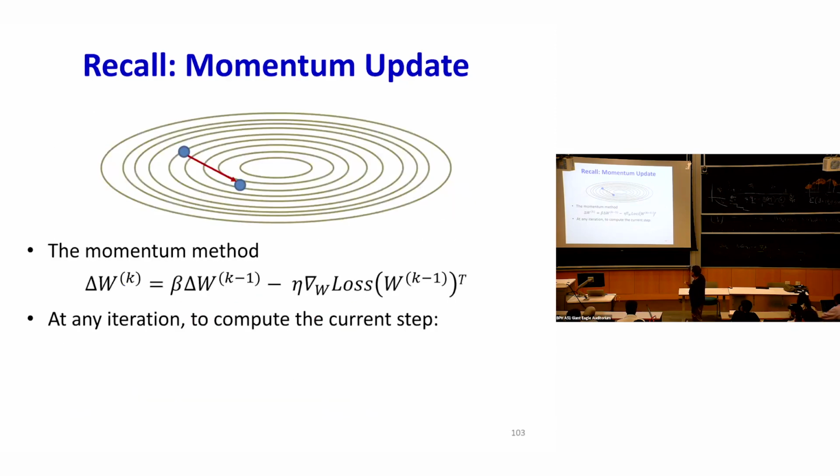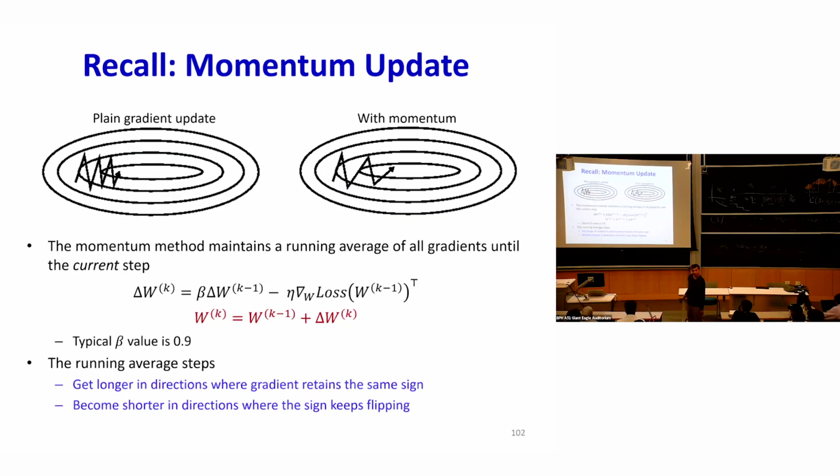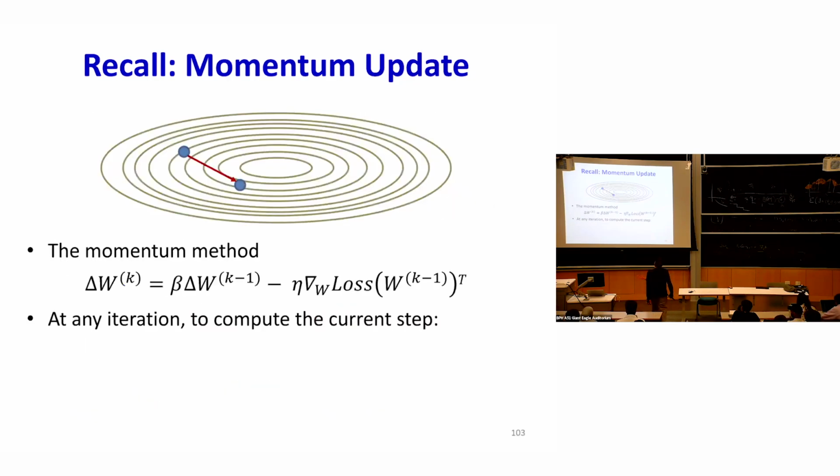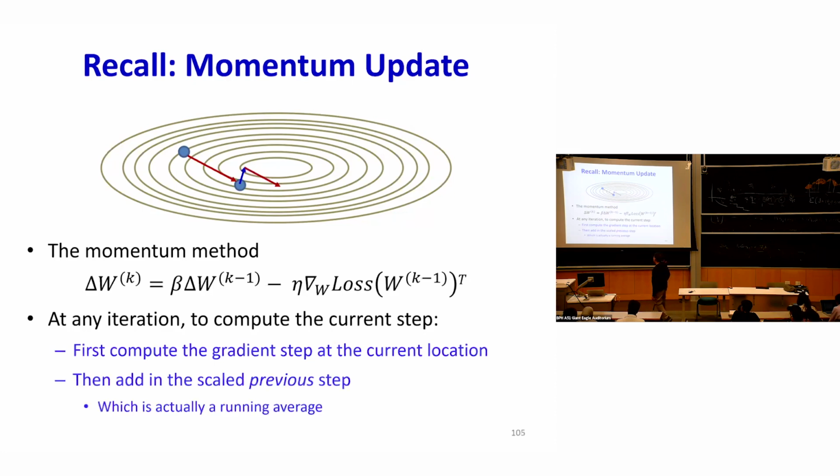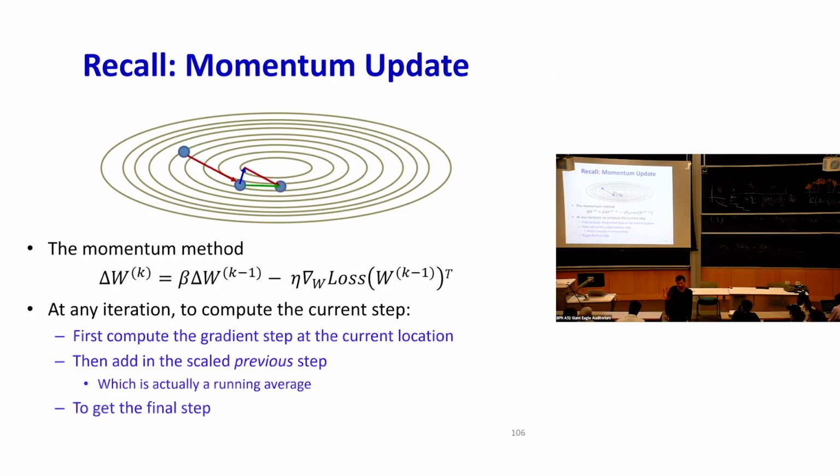Okay, so here's what the momentum update does. Let's say this was the last step that you took. Then you have a gradient at the current location, and taking a step against the gradient is making you walk along the blue line, right? Then to that, you're going to be adding a scaled version of the last step that you took. And this is the actual final step that you take.